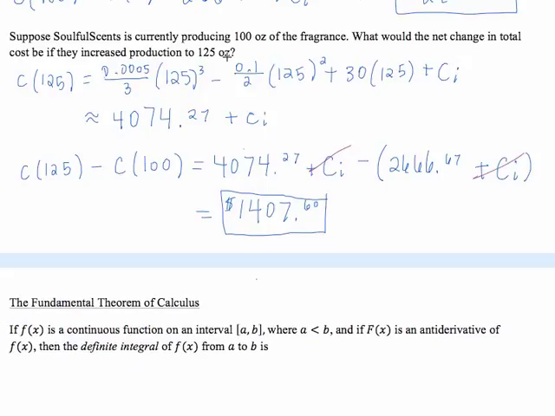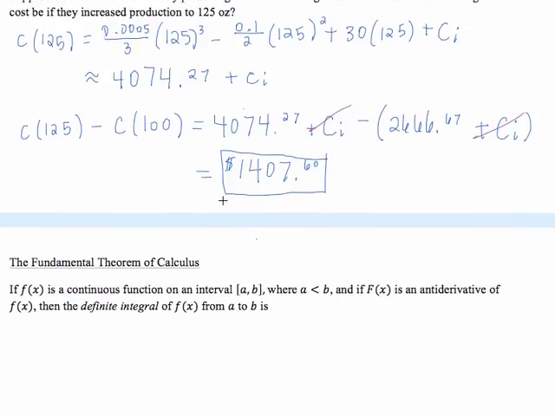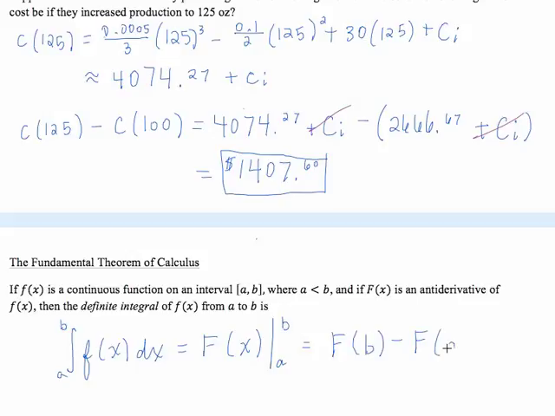So this brings us to the fundamental theorem of calculus, okay? If f of x is a continuous function on an interval from a to b, where a is less than b, and capital F is an antiderivative of little f, then what's called the definite integral is defined as the integral from little a to little b of f of x dx. It's defined as that antiderivative capital F of x evaluated at a and b and then subtracted. In other words, capital F of b minus capital F of a.